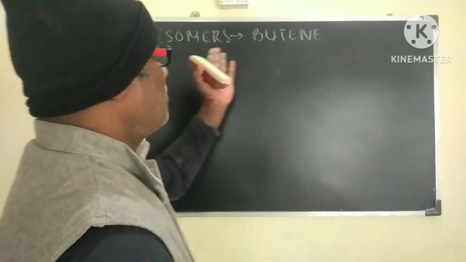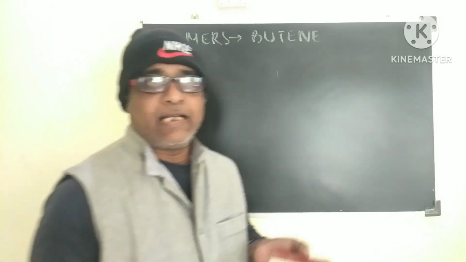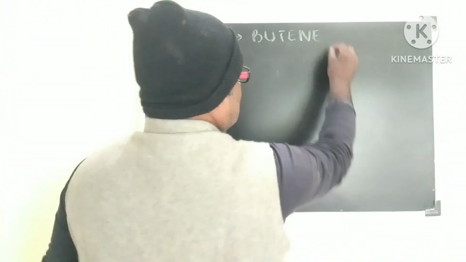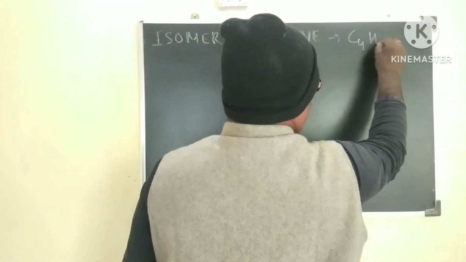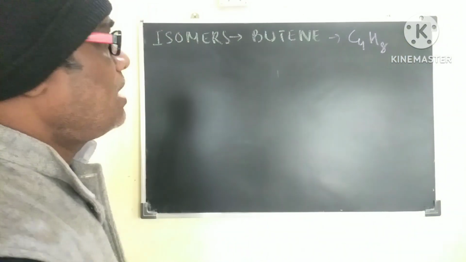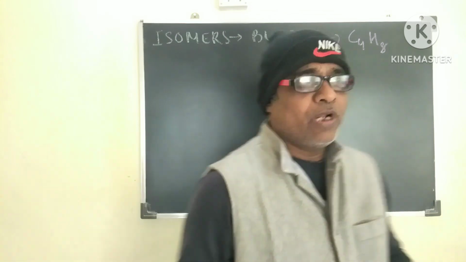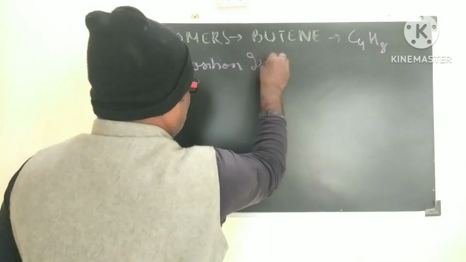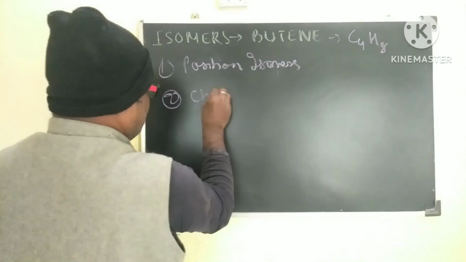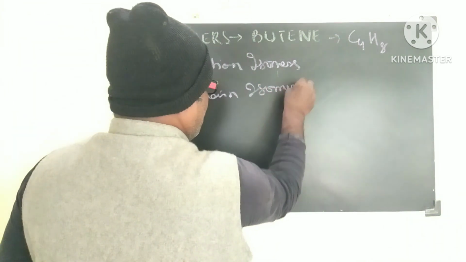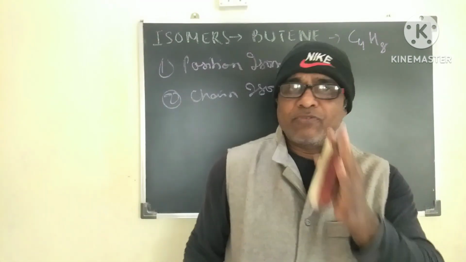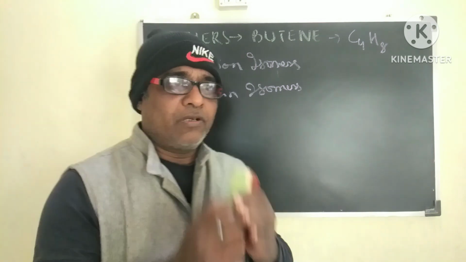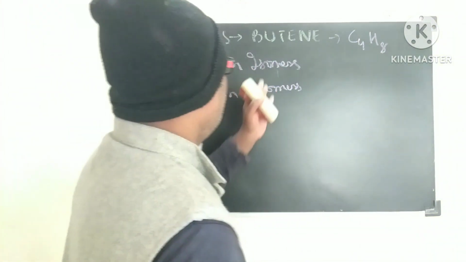So now we are going to study the isomers in alkenes. Alkenes having 4 carbon atoms or more can form isomers. The very first alkene with 4 carbon atoms is butene, whose formula is C4H8, as the general formula is CnH2n. Now in alkenes 2 types of isomers are formed. Number 1 is position isomers, and number 2 is chain isomers. In position isomers it depends on the position of the double bond with the carbon, and in chain isomers it depends on the position with respect to the parent chain in the structure.